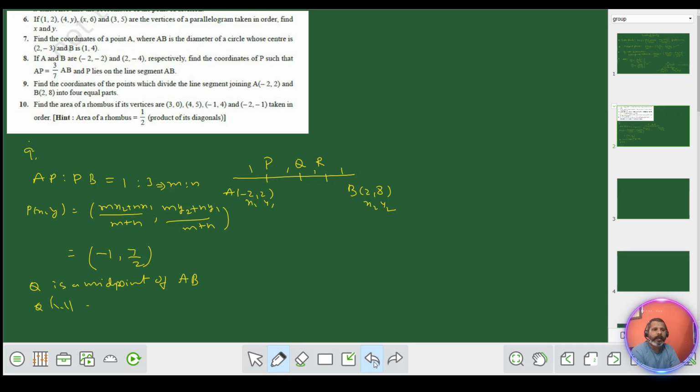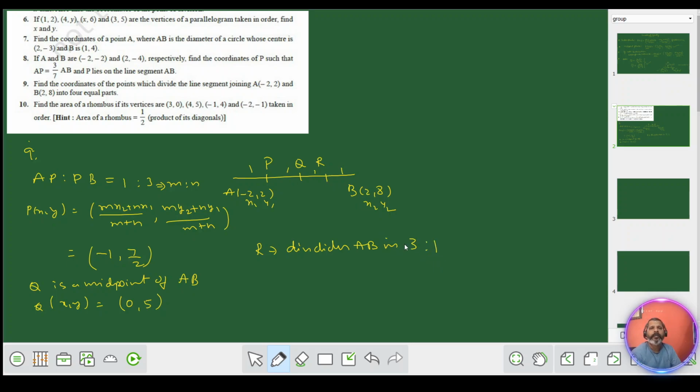I hope you are understanding this. Q is a midpoint because if you see the parts AP and PQ, they add up to 2. QR and RB, they add up to 2. Therefore, Q of x comma y, once you substitute and simplify, you get 0 comma 5. Similarly, for R, R divides AB in how? What is the part? AP PQ QR means 3.